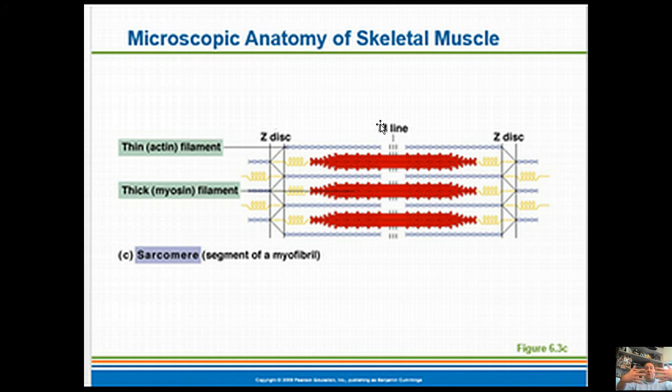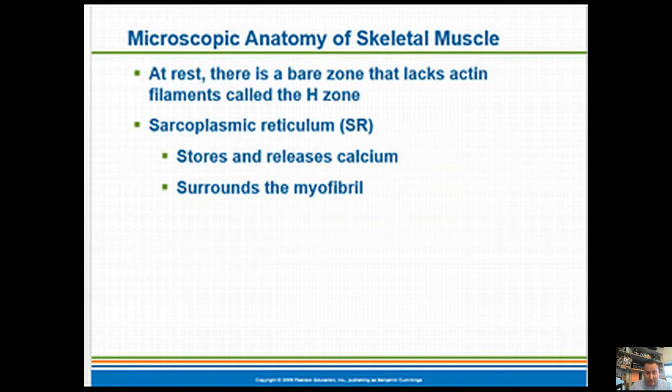What's going to cause these actin molecules to move in is the myosin heads are going to latch on to the actin and cause it to move in an inward-like fashion when a muscle goes about contracting. So at rest, like I said, there's a bare zone that lacks any actin filaments. It's called the H zone.